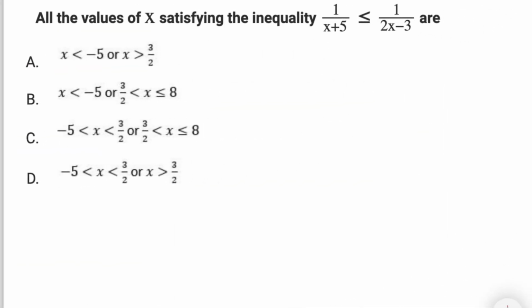Now coming to the question: all the values of x satisfying the inequality 1 upon x plus 5 less than or equal to 1 upon 2x minus 3 are. One way of solving this is you go by the conventional approach. You try to frame inequalities and then solve them.